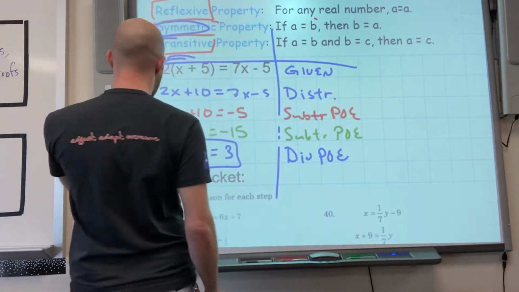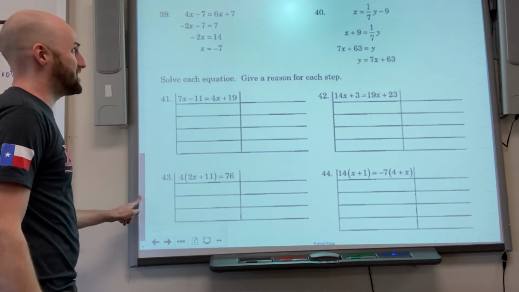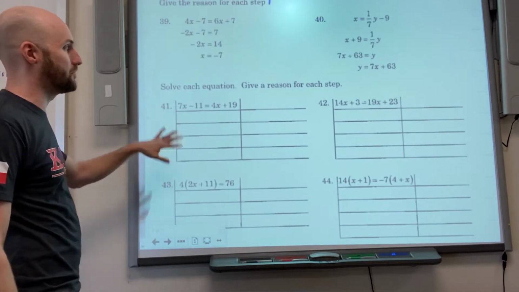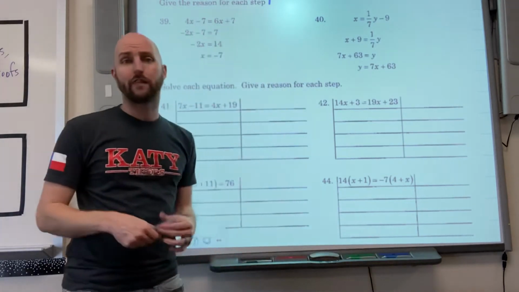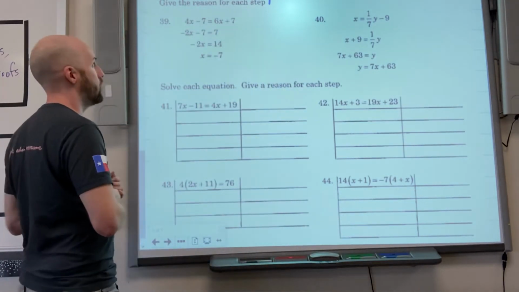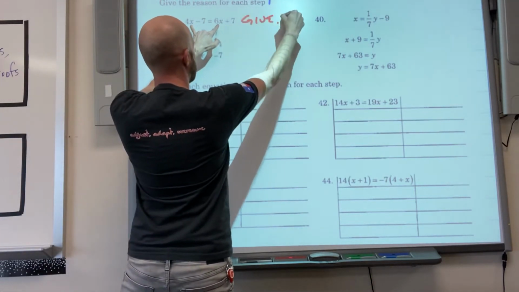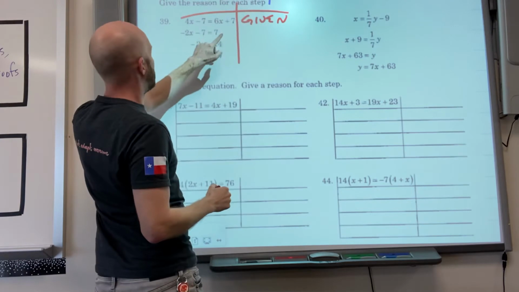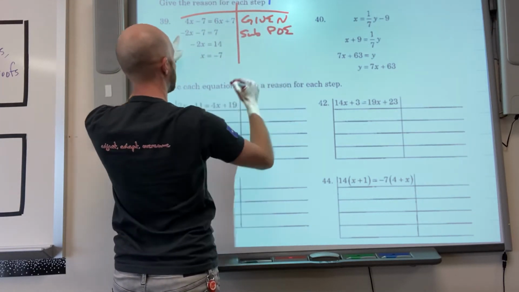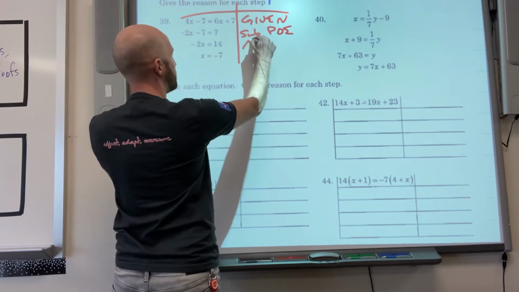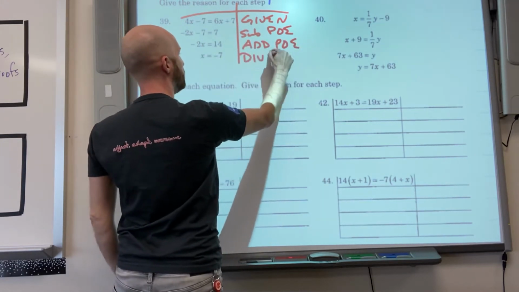All right. In your packet, if you have this, it's a couple of pages in. You'll have to sort of flip. You'll see a bunch of algebra properties and stuff. I was going to do a couple of these examples, and then I had them try some at home. So here is just, what did they do? Let's say this was my given. It looks like they subtracted the 6x to both sides, so subtraction property of equality. They then added the 7 to the other side, so add. They then divided by -2.